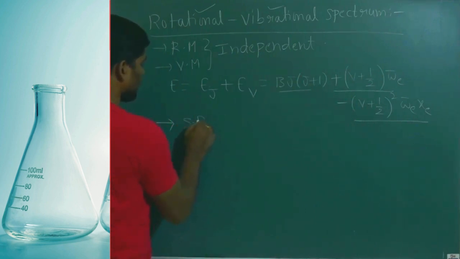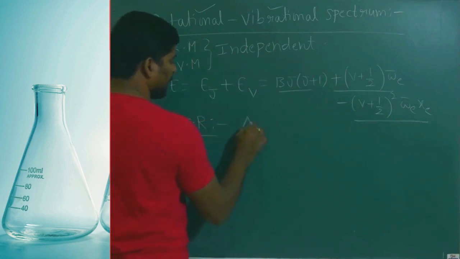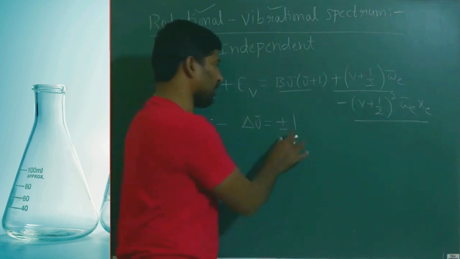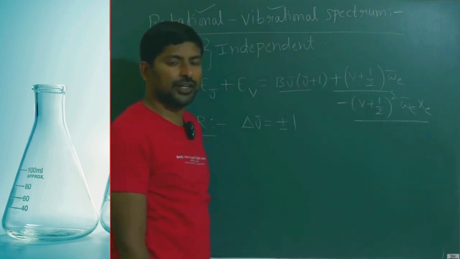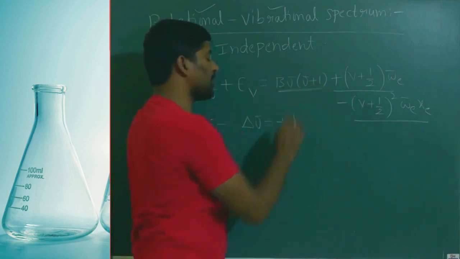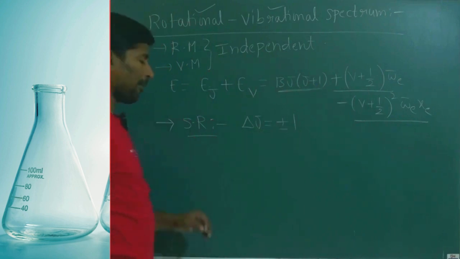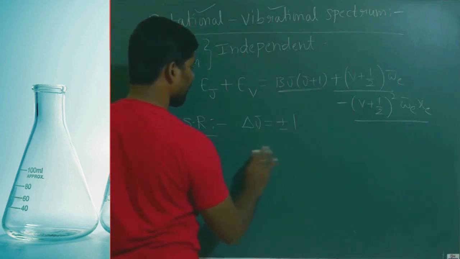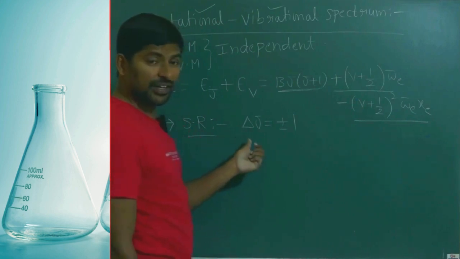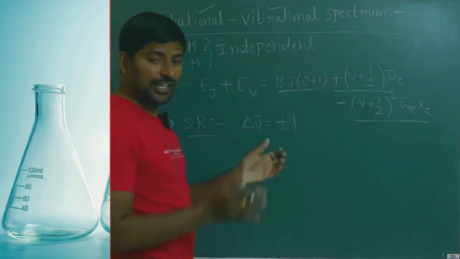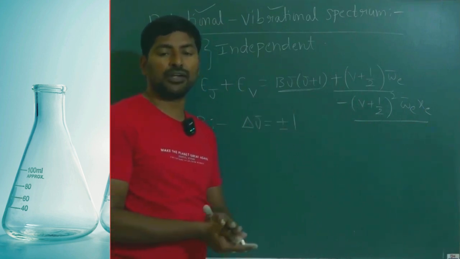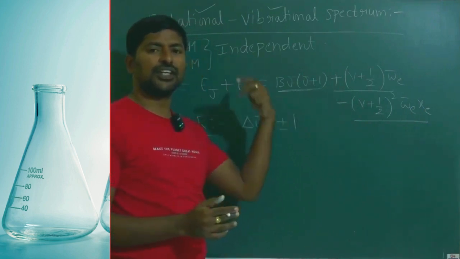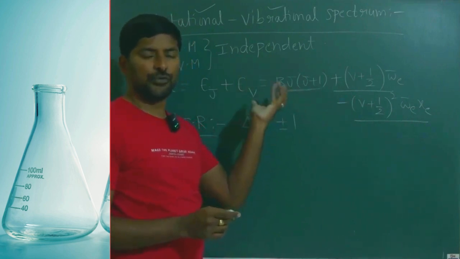What about selection rules? For rotational spectroscopy, we have delta J equal to plus or minus 1. We are taking a rigid diatomic vibrating rotator, delta J is equal to plus or minus 1. Here we are assuming a rigid diatomic molecule, and even though the molecule undergoes vibrational motion, we are assuming no change in the bond length, since during the vibration the change in the bond length may be negligible, so we are neglecting it.